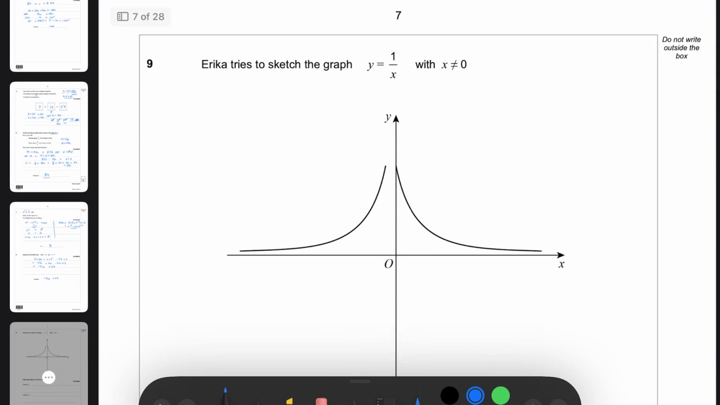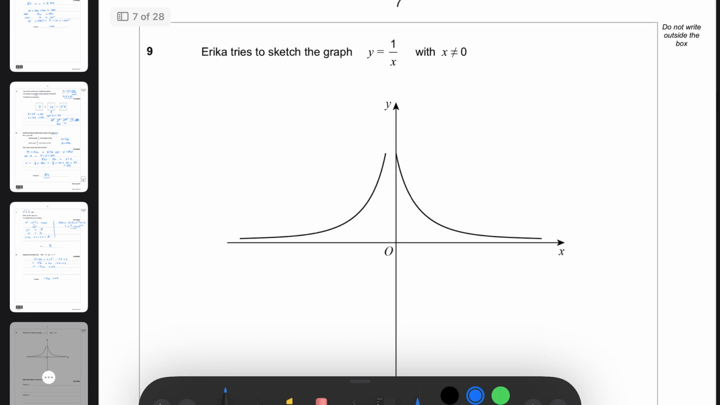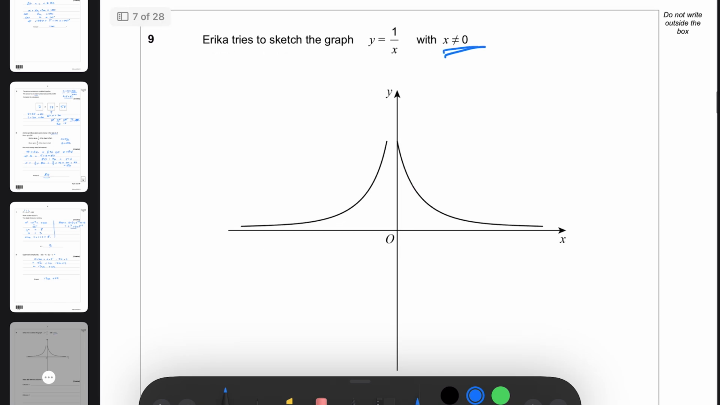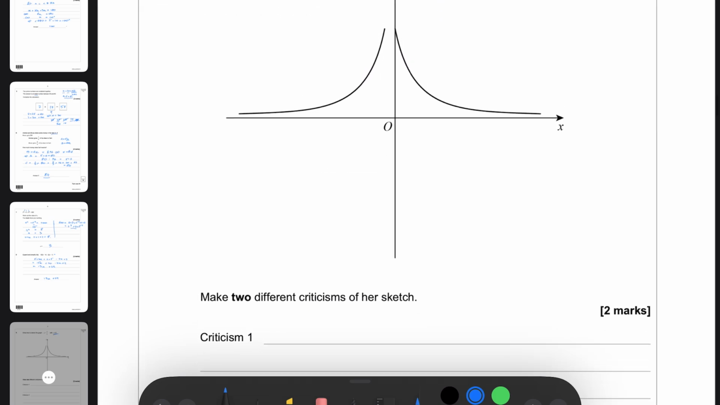Ooh, a bit different. Erica, interesting name. Erica tries to sketch the graph y equals 1 over x with x not equal to 0, which is good, since you can't divide by 0. Make 2 criticisms of her sketch.